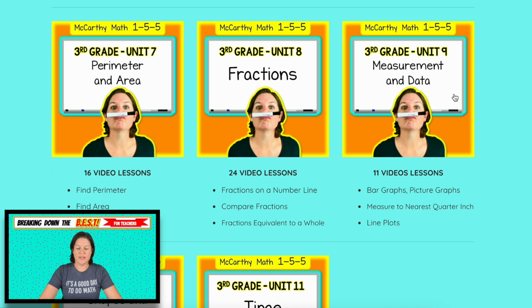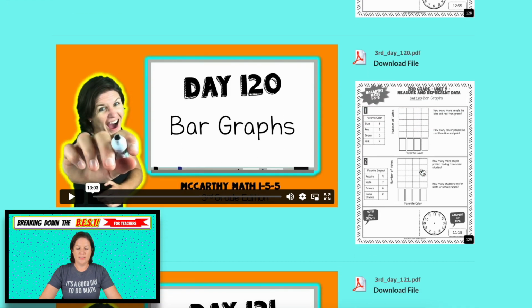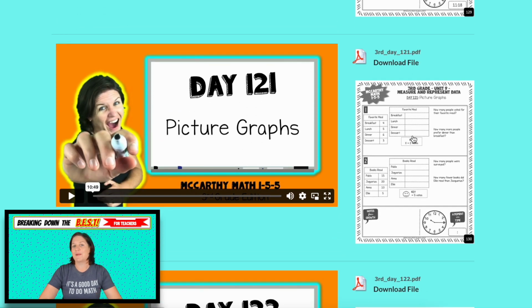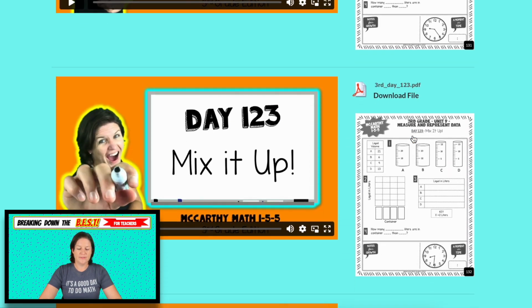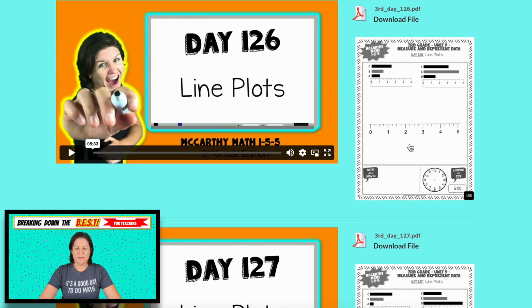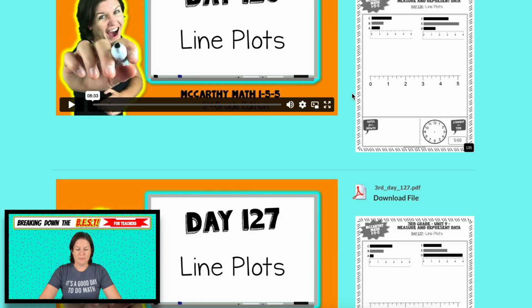If we go right here to Unit 9 for the measurement and data, and scroll down a little bit, you'll see some bar graph practice, picture graphs, even though we call them pictographs with the B.E.S.T standards. Okay, not really those. Be careful with line plots because we're measuring to the nearest 1/4 of an inch, and that is not what we need to do in 3rd grade for the B.E.S.T standards, so just be mindful of that.